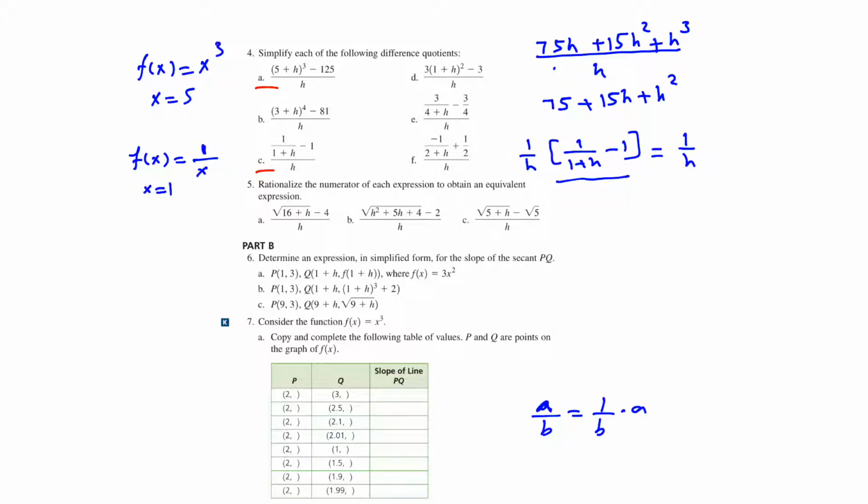The difference quotient can be written as 1 over h times (1 - 1 - h), which is minus h, divided by 1 + h. We reduce it and we have minus 1 over 1 + h.